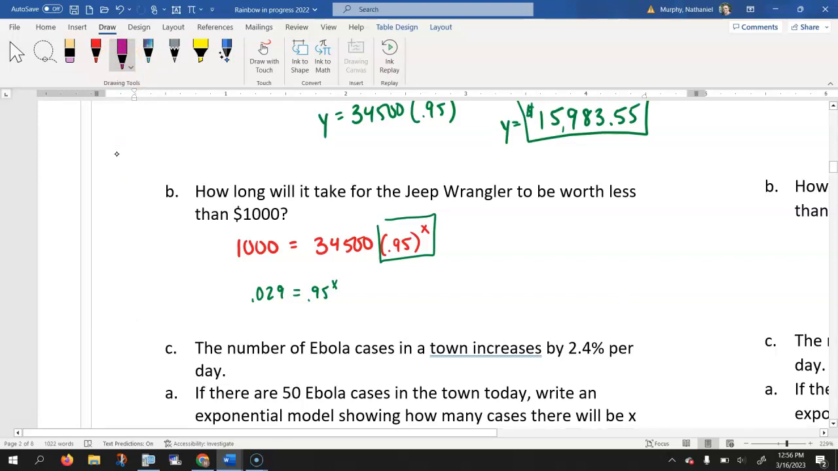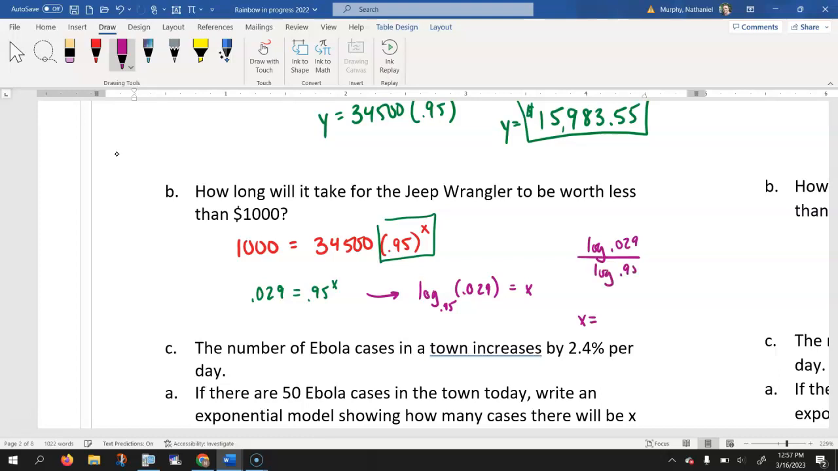We could take the log of both sides, or you could change the form it's in. I'm going to do more of that later, but I'll just show you how to do this if you take it right in log form. So our base would be 0.95, our value would be 0.029 equals your exponent, which is x. Some of your calculators will allow you to do this just typing it in as is, or we'd have to use the change of base theorem and type it in as log of 0.029 divided by the log of 0.95, and your final answer then would be about 69 years. So after 69 years is when the Jeep Wrangler would be worth less than $1,000.